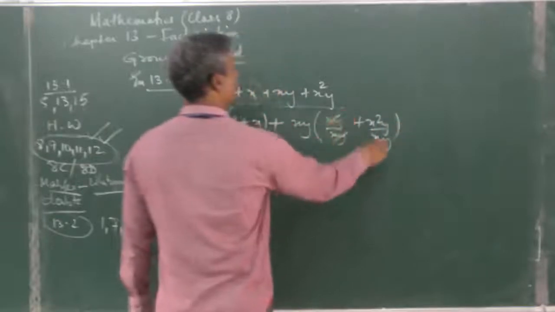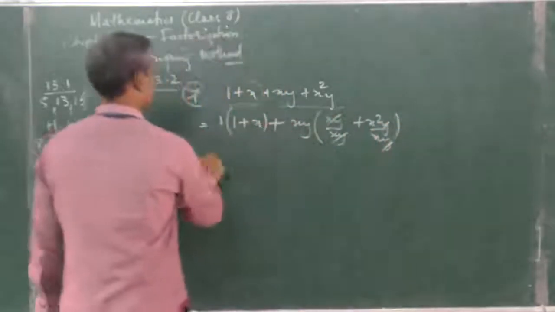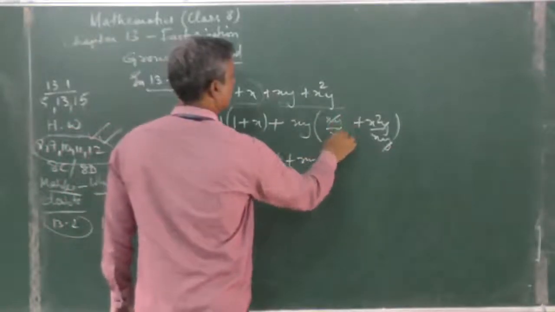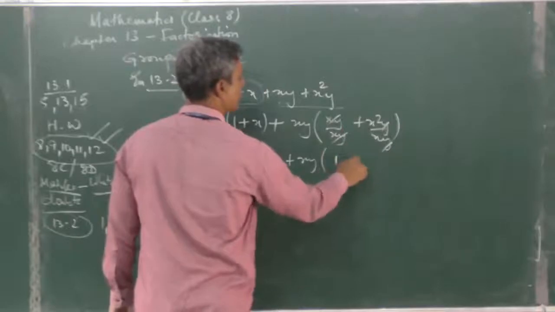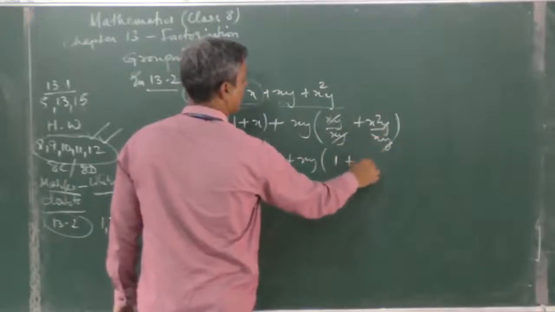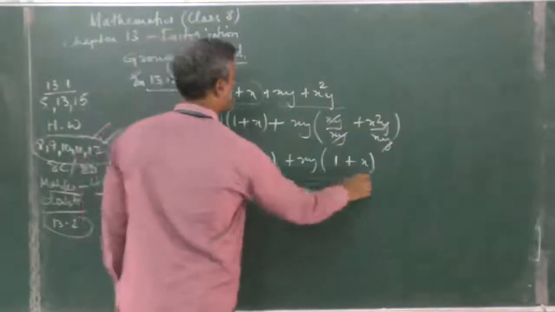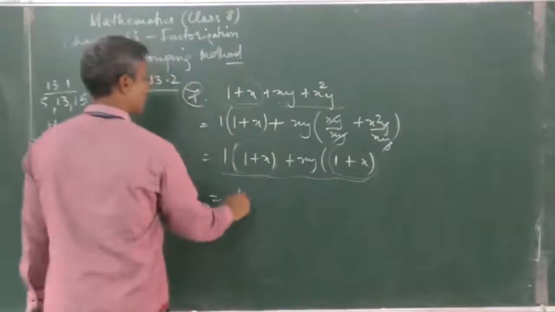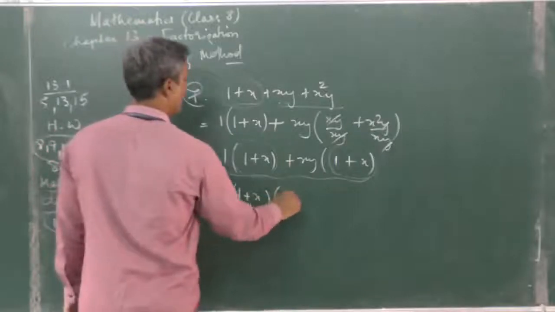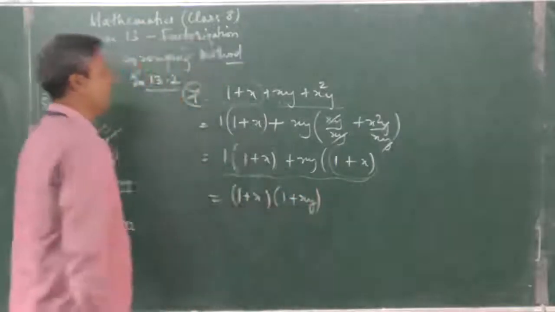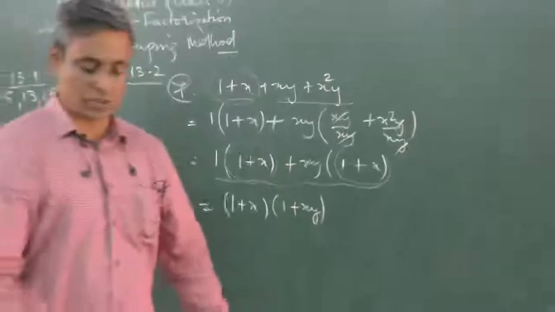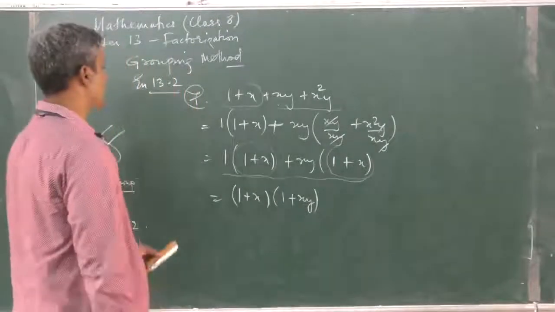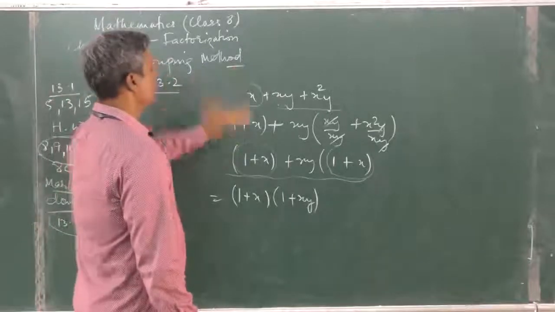So what is your final answer? You get 1 into 1 plus x plus xy. This has cancelled, so 1 remains, not 0. Be careful there. And this one is x. Now if you look at this, what is common? 1 plus x. So 1 plus x into 1 plus xy. This is question 7. Let's look at the next question in exercise 13.2, question 12.